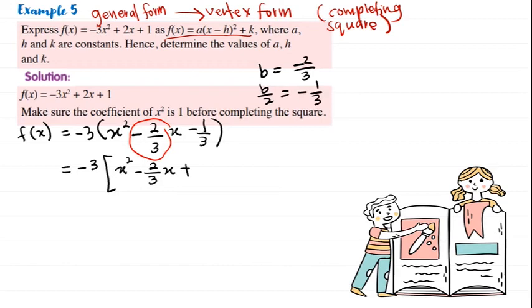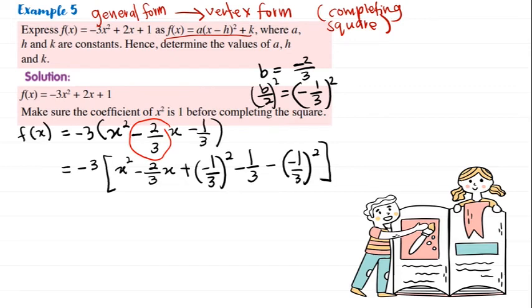Now you have to add and subtract. So I add b over 2 squared, so negative 1 over 3 squared. And then I continue, negative 1 over 3. Second step, you have to minus b over 2 squared, which is negative 1 over 3 squared. Okay, solve this one. Then negative 3.